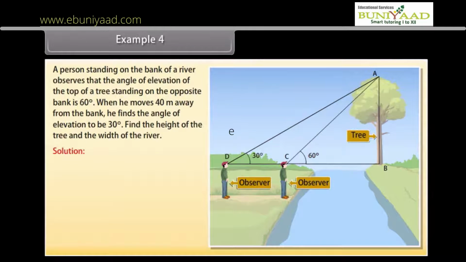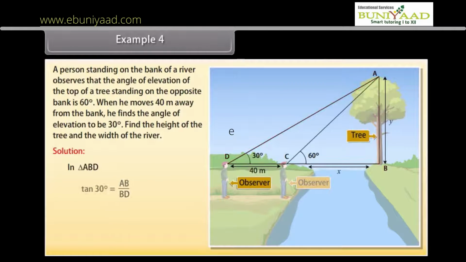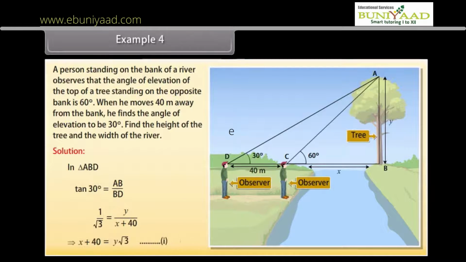Solution. Let the height of the tree be y and the width of the river be x. CD is equal to 40 meters. In triangle ABD, tan 30 degrees is equal to AB upon BD, so 1 upon square root of 3 is equal to y upon x plus 40, which implies x plus 40 equals y into square root of 3. Equation 1.